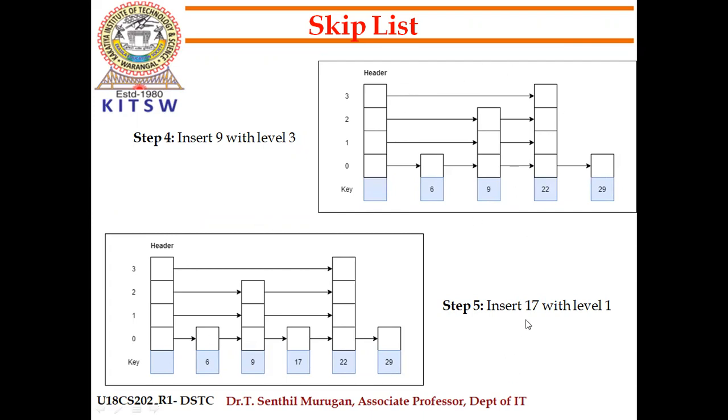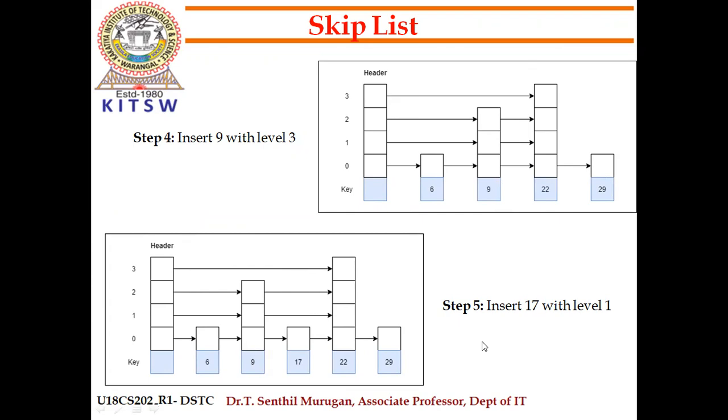Same like that. Next, if you want to insert 70, where will you insert from this diagram? After 9, before 22 with level 1. So again, only one level we can insert. So directly you can insert here. It will not affect the above 3 lines.